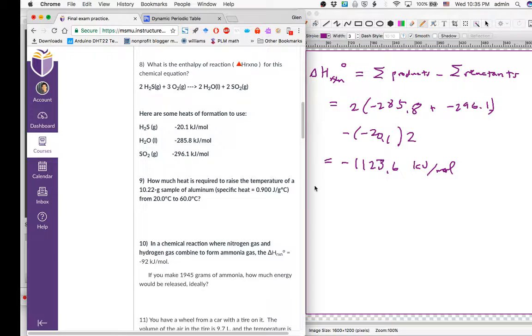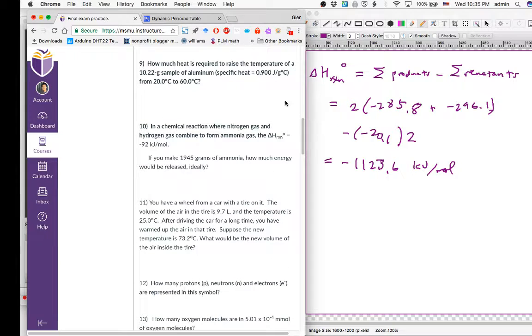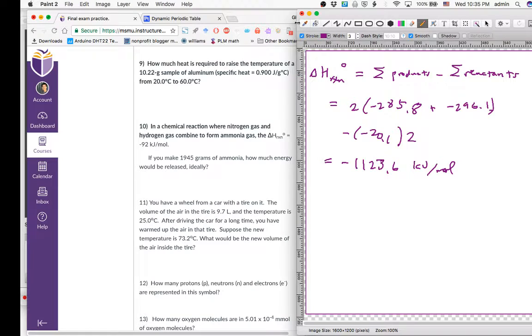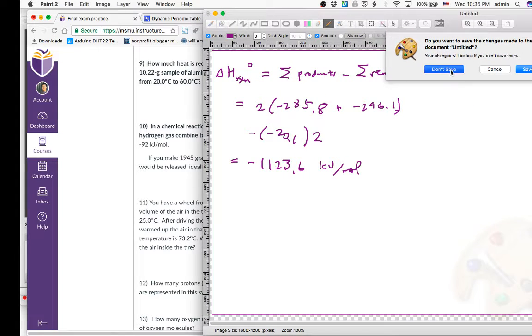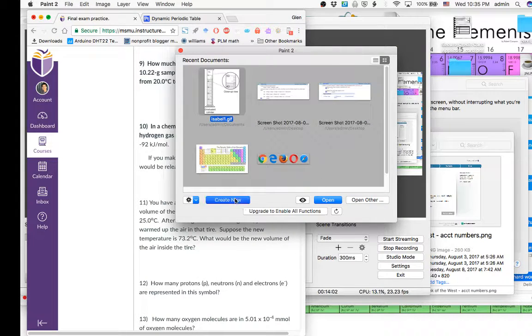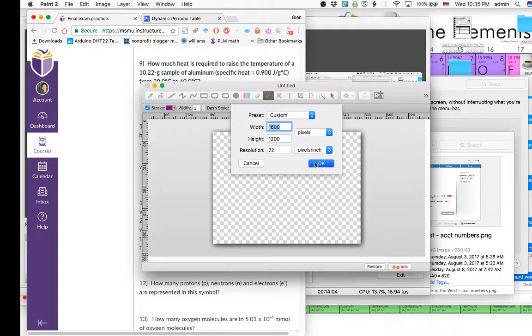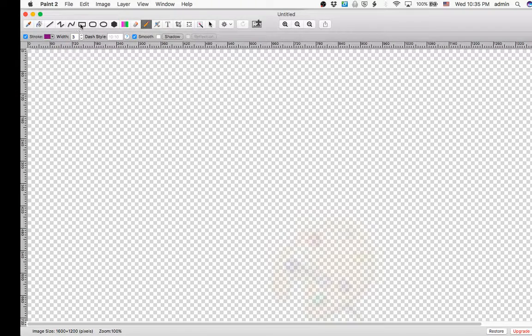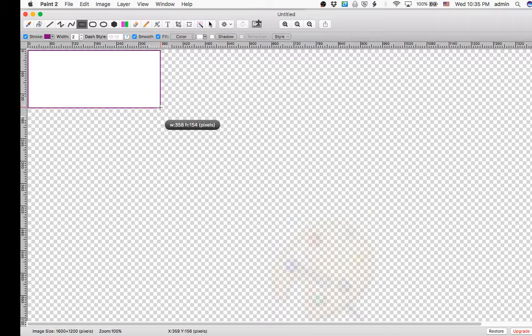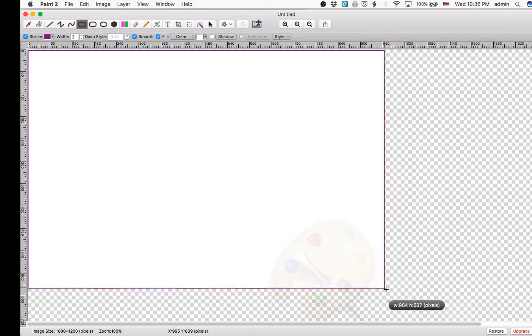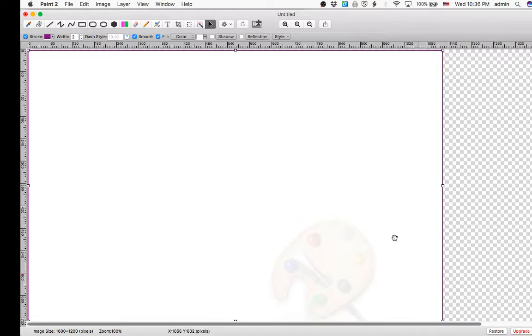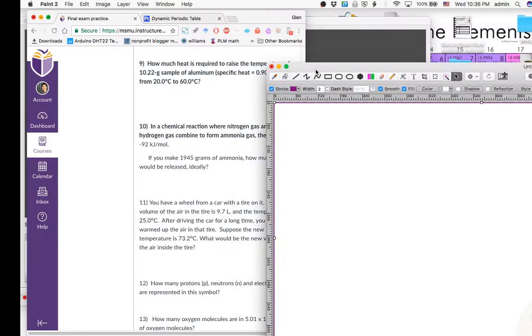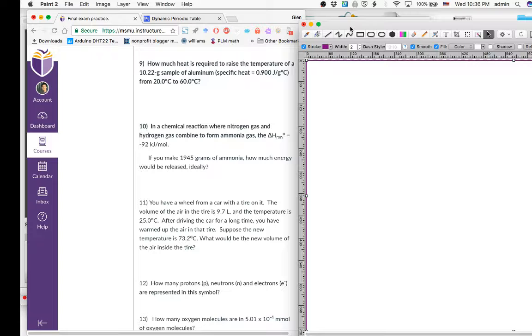Okay, number 9. I have a little calorimetry problem here. This is going to be one of those problems where you use Q equals MC delta T, or Q equals the mass times the specific heat capacity times the change in temperature. It's one of those guys. So I know that because it says how much heat and it gives me a temperature change.